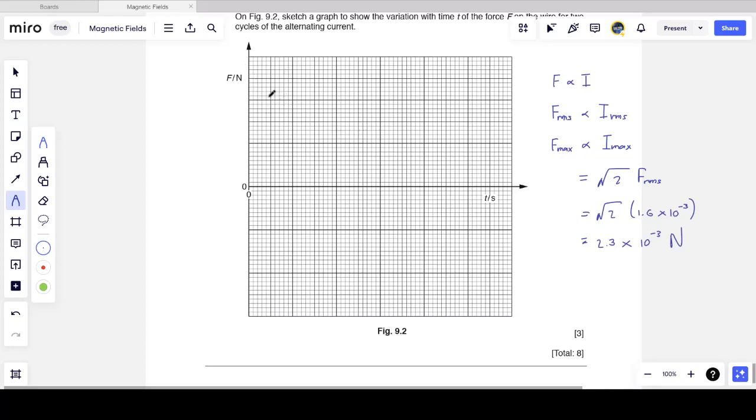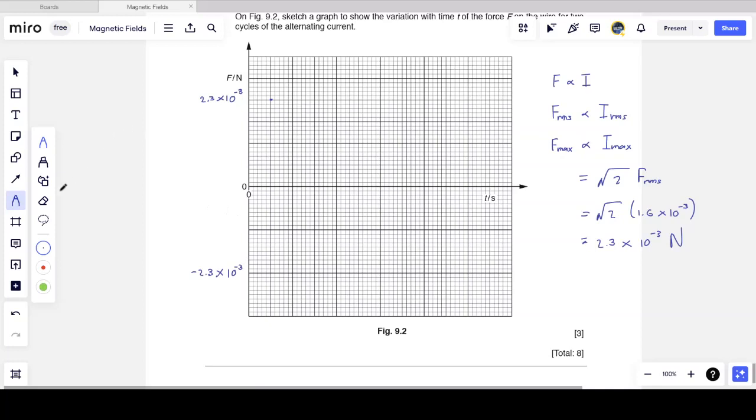And I'm going to use just an arbitrary scale. I'm going to use 4 blocks for my peak, and I'm going to say that's 2.3 times 10 to the minus 3. The newtons is already included in the units. And obviously on the other side, I'm going to use 1, 2, 3, 4 blocks as well. And I'm going to say minus 2.3 times 10 to the minus 3.